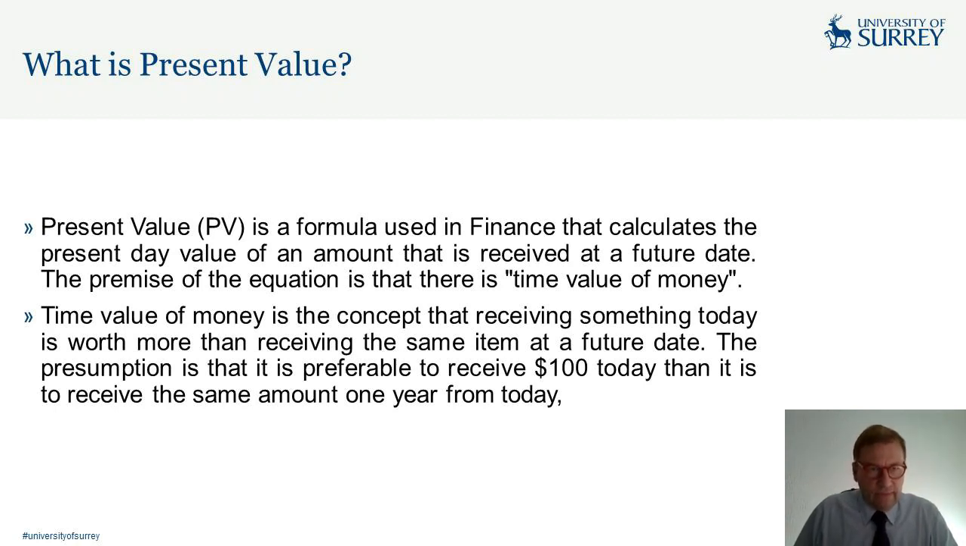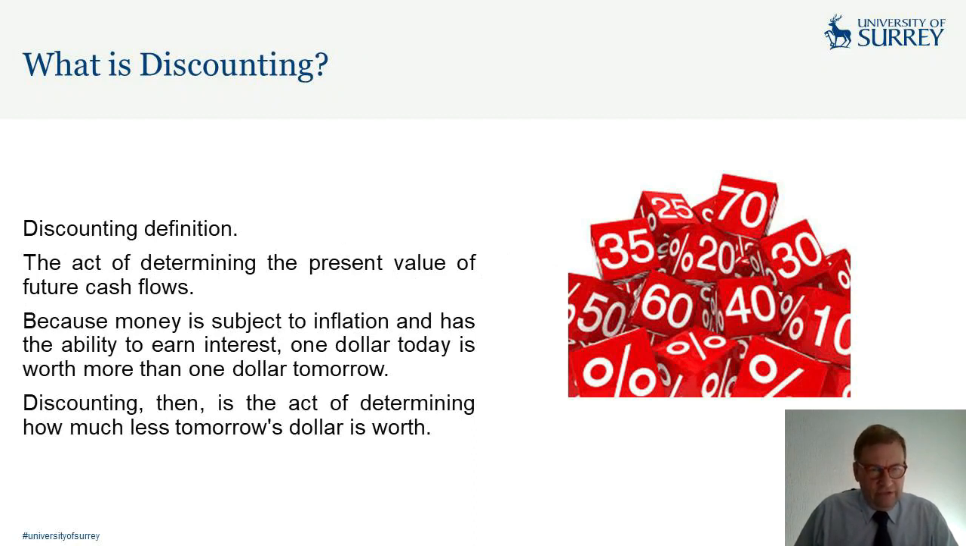We know about that. So, discounting definition. What is discounting? We use this word discounting. The act of determining the present value of future cash flows. Again, it sounds very complicated, but because money is subject to inflation, most likely, and has the ability to earn interest, $1 today is worth more than $1 tomorrow. So discounting is then the act of determining how much less tomorrow's dollar is worth by bringing this value to today.